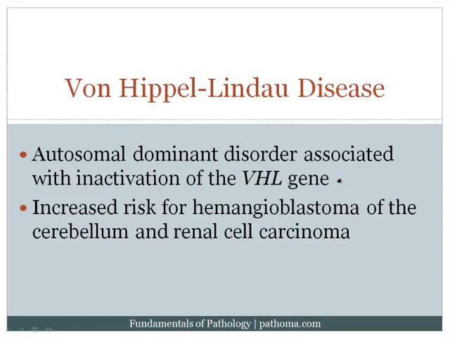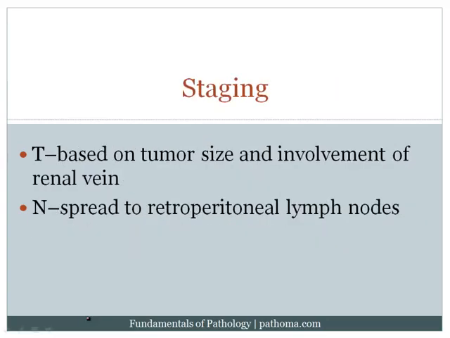One hereditary syndrome, which can result in renal cell carcinoma, is von Hippel-Lindau disease. This is an autosomal dominant disorder in which there is inactivation of the VHL gene. Now, this increases the risk not only for renal cell carcinoma, but the patients also get hemangioblastoma of the cerebellum in association with renal cell carcinoma. The staging for renal cell carcinoma is based on tumor size and involvement of the renal vein. Remember that renal cell carcinoma loves to go to the renal vein, and this increases the risk of hematogenous spread to both the lungs and the bone. In addition, renal cell carcinoma can go to lymph node, and when it goes to lymph node, it classically goes to the retroperitoneal lymph nodes.